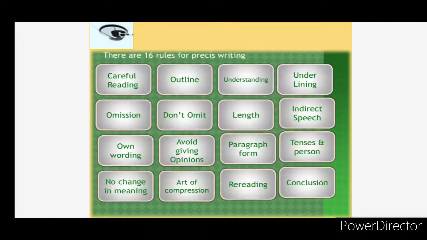So there are 16 rules for Precis writing. It includes careful reading, outline, understanding, underlining, omission, don't omit, length, indirect speech, own wording, avoid giving opinions, paragraph form, tenses and person, no change in meaning, art of compression, rereading, and conclusion. So these are 16 rules for Precis writing. Now let's understand these rules in detail.